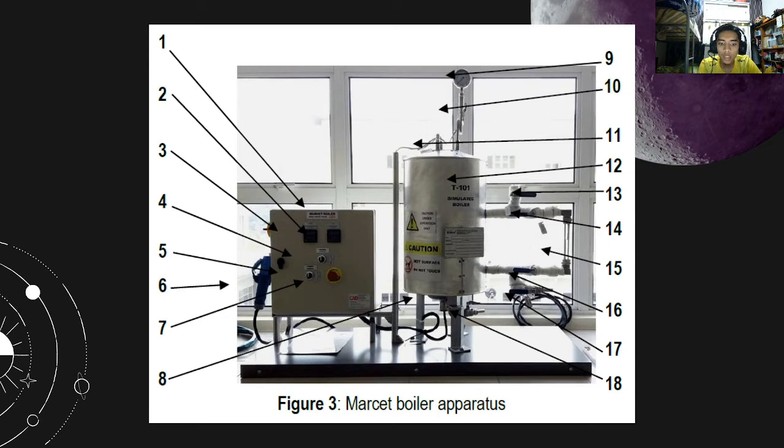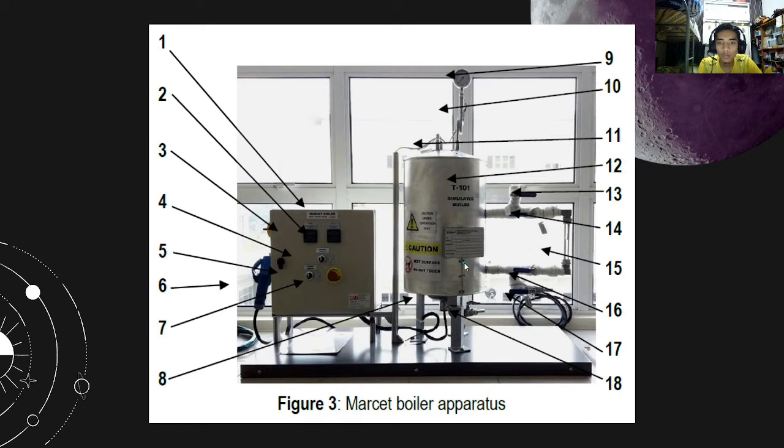or if the water level is less, we will fill the water first, and then we will continue to the next step. And then if the tank is filled with a sufficient amount of water, close valves MVB 101, 103 and 104. So next is the experimental procedure.